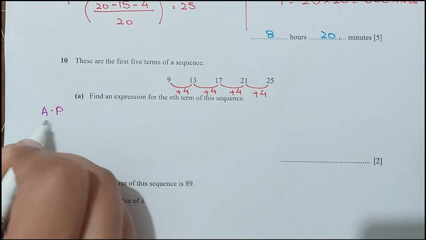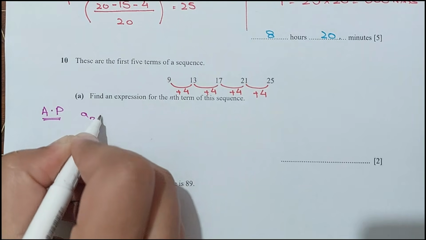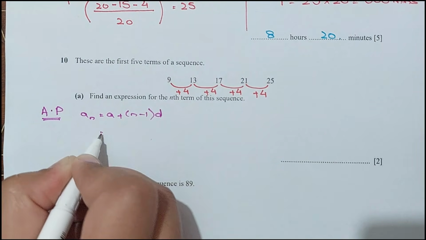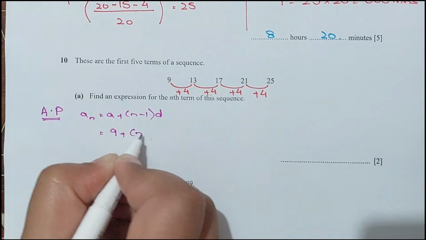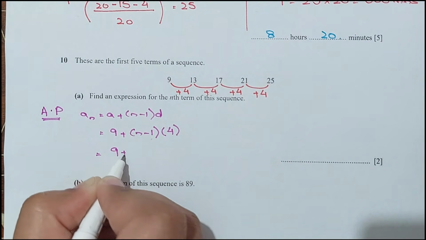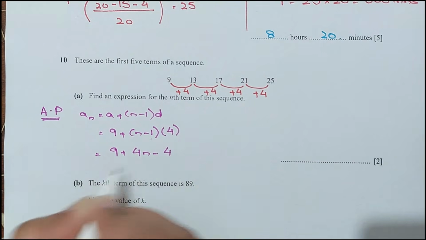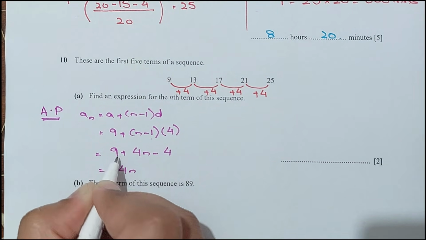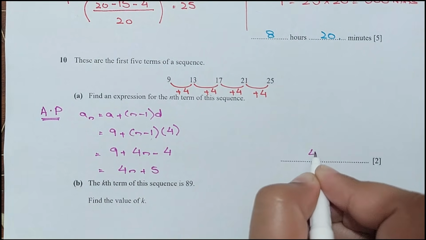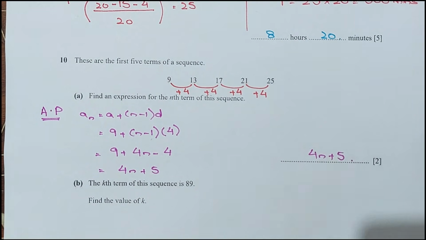So the nth term formula for arithmetic progression is a_n equals a plus (n minus 1) times d. a is the first term, which is 9. d is the common difference, which is 4. So this is 9 plus 4n minus 4. So this would be 4n, and from 9 take away 4, this would be plus 5. 4n plus 5 is the nth term for this sequence.